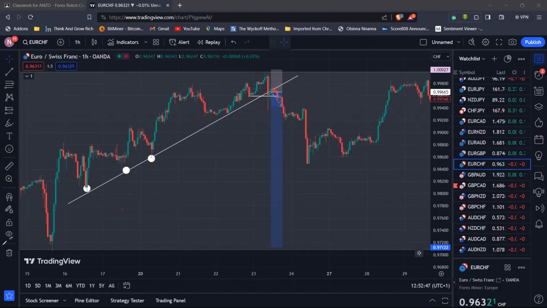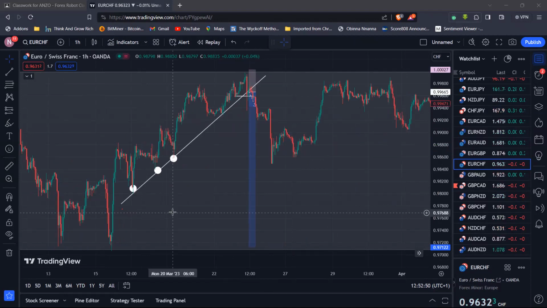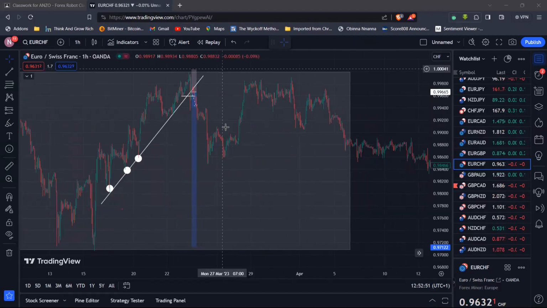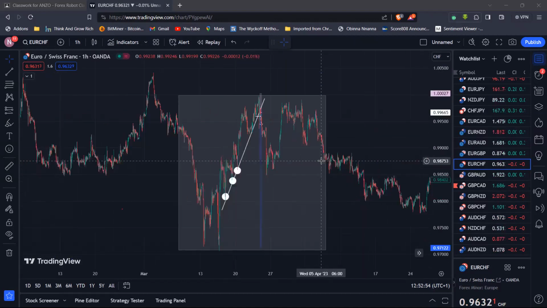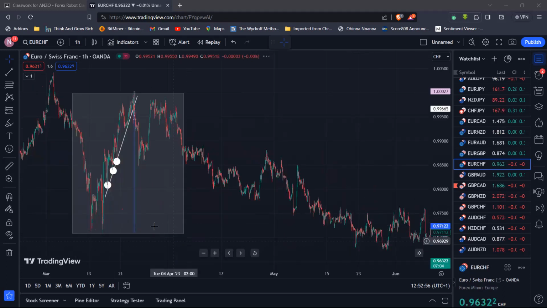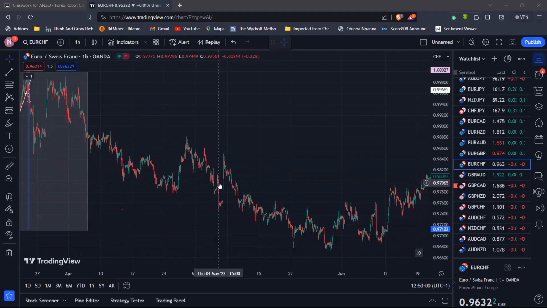Okay, so let's just quickly look at that. You see what happened there, and then price begins to drop. And where do you think price drops towards? Down here, it came back to take out the low. Still the same idea.